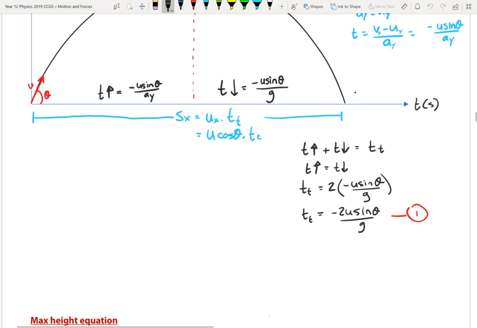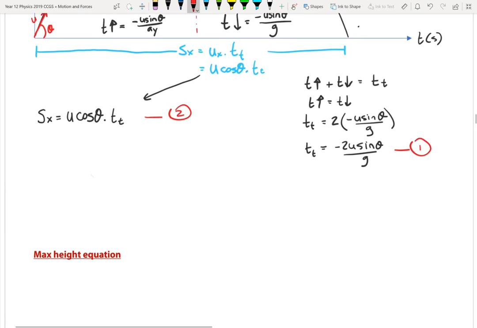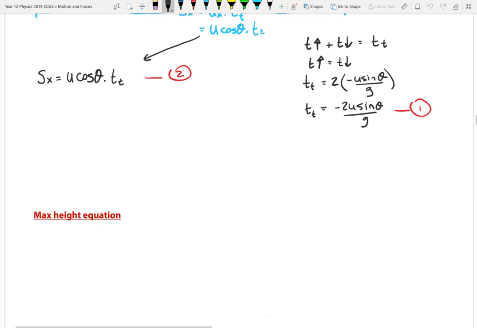All right. So now let's bring our range equation down here. Sx equals u cos theta times time total. Now, that's my equation 2. And I'm going to sub my time equation into my range equation. And I get the following: u cos theta times negative 2u sine theta over g. Let's tidy it up: negative 2u squared sine theta cos theta over g.